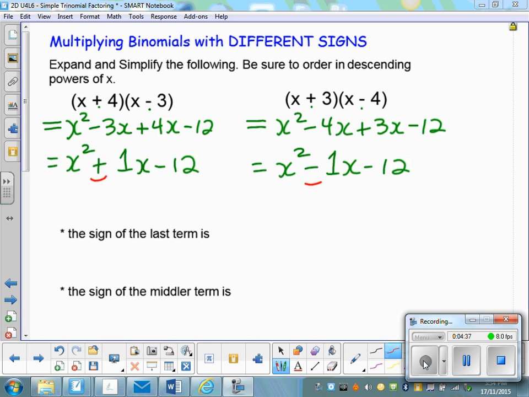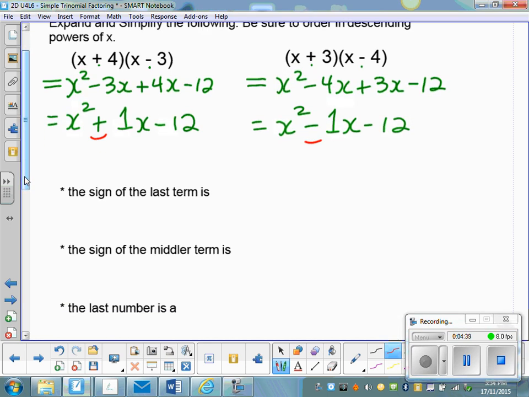Let's make a summary of what we see from up above. The sign of the last term, when the two numbers in the brackets are different signs, is always going to be negative. We get negative 12 up above, and that's because we're multiplying a positive times a negative and a positive times a negative. That's why we're getting the negative at the end with the 12.